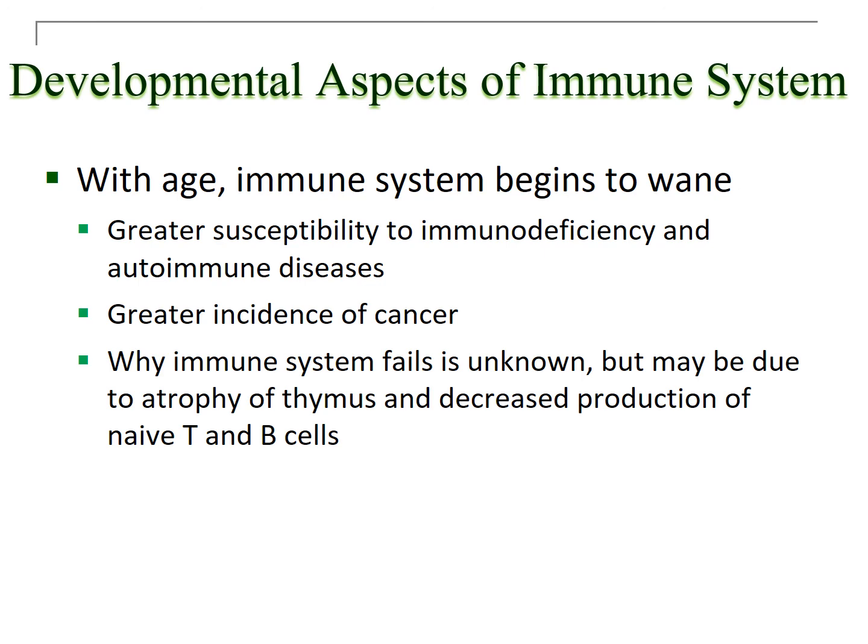Why the immune system fails is unknown, but the thymus does atrophy starting at about the end of puberty, and this may have something to do with it. And there also may be a decreased production of both naive T and B cells.